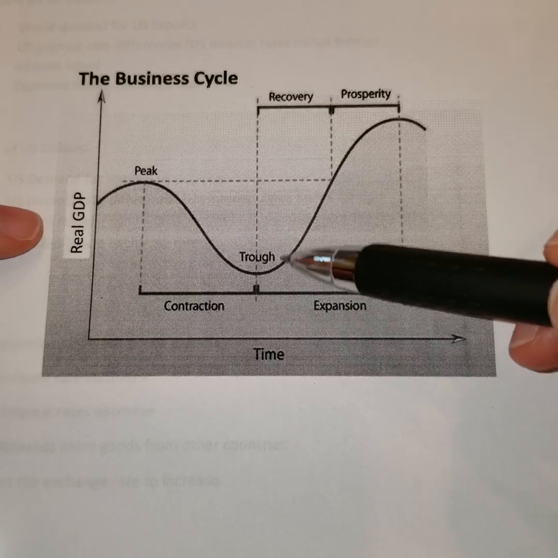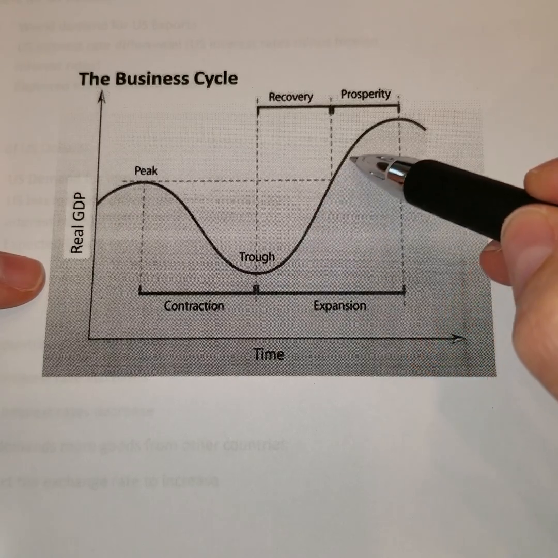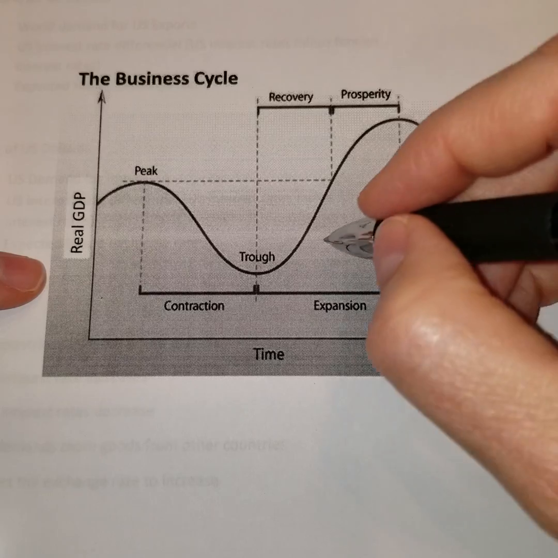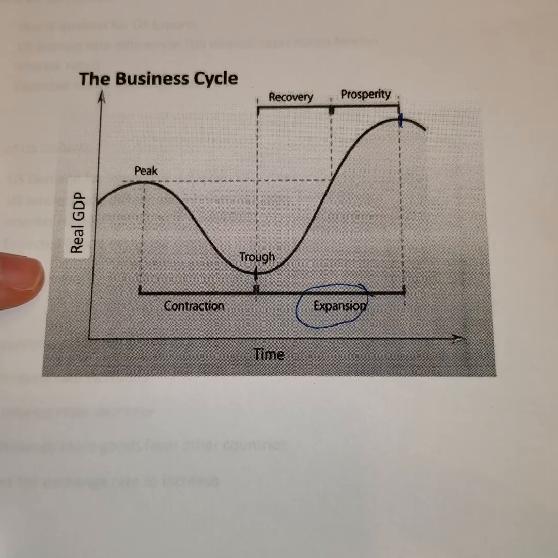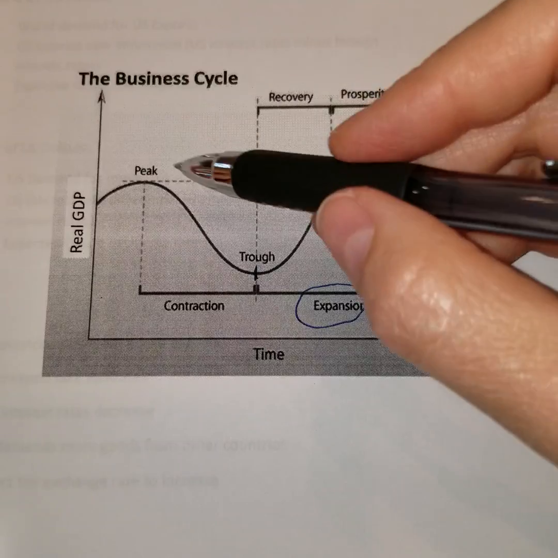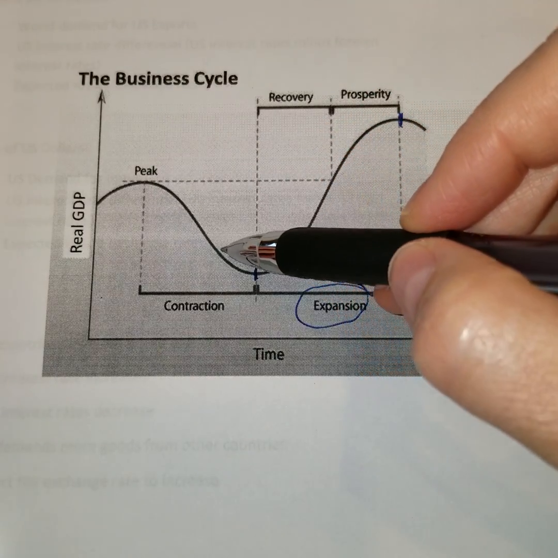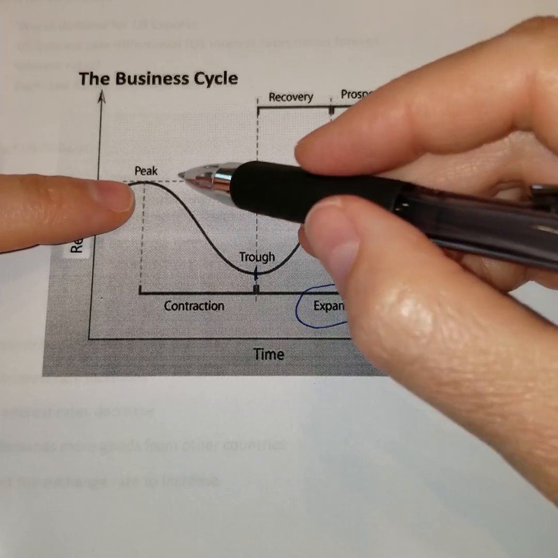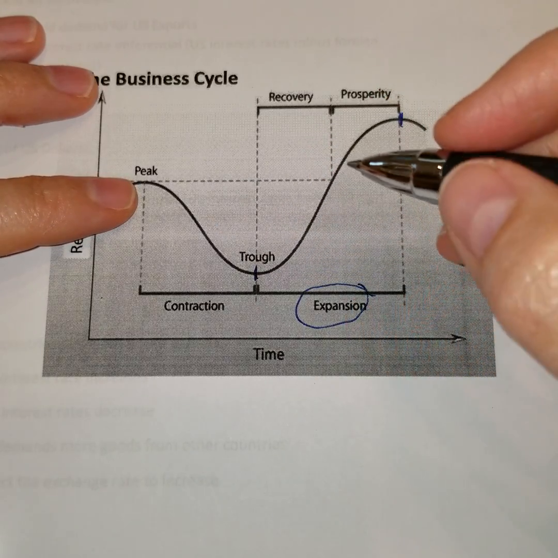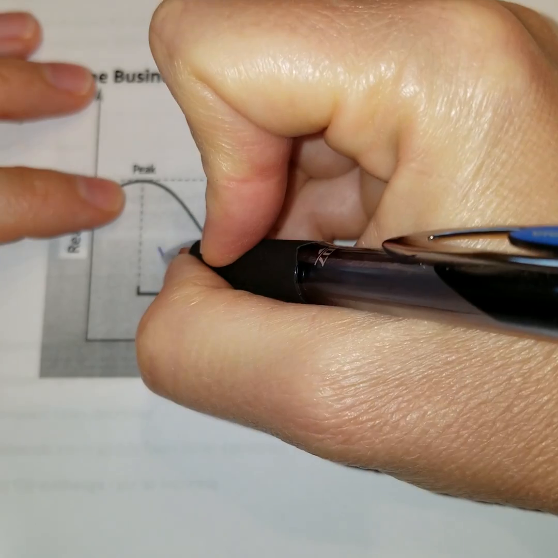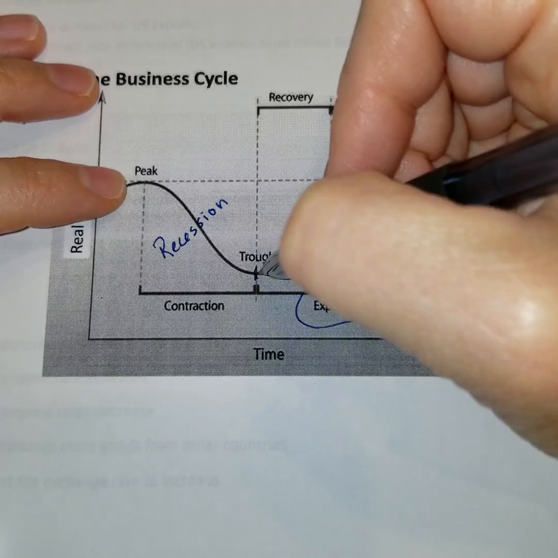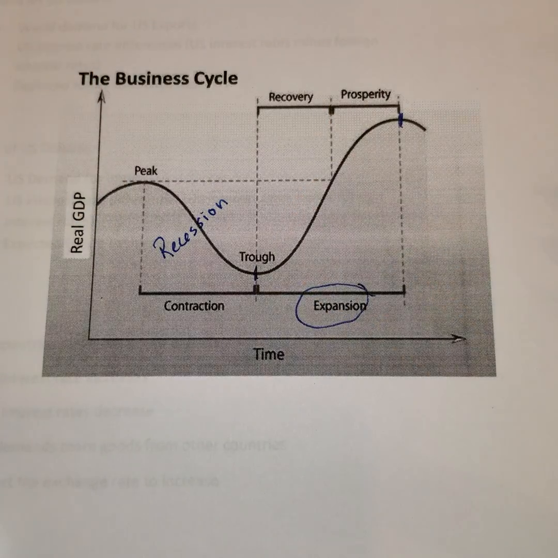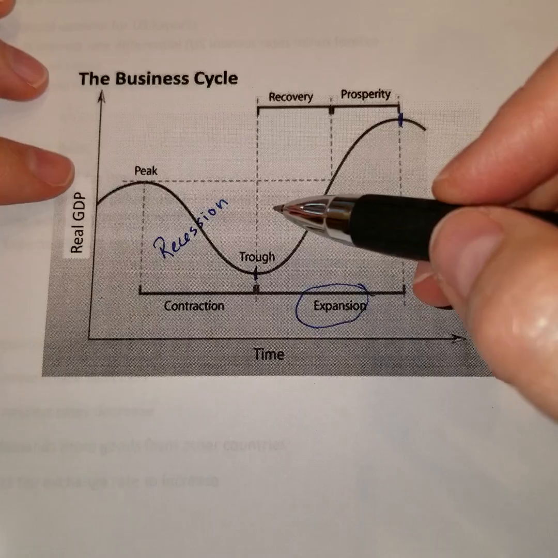If the economy is increasing, or GDP is increasing over time, this section here, from here to here, is called an expansion. That's when real GDP increases. Now here, when real GDP is falling, if it falls for at least 2 successive quarters, 2 quarters in a row, we're going to call that a recession. So when it's declining, that's a recession, but it has to be declining for at least 2 successive quarters.